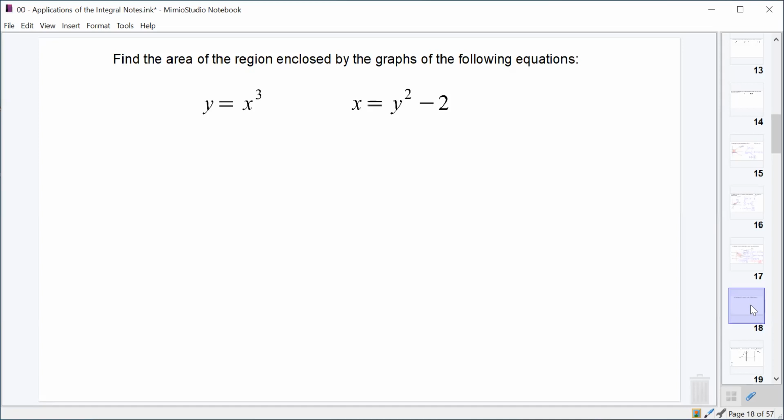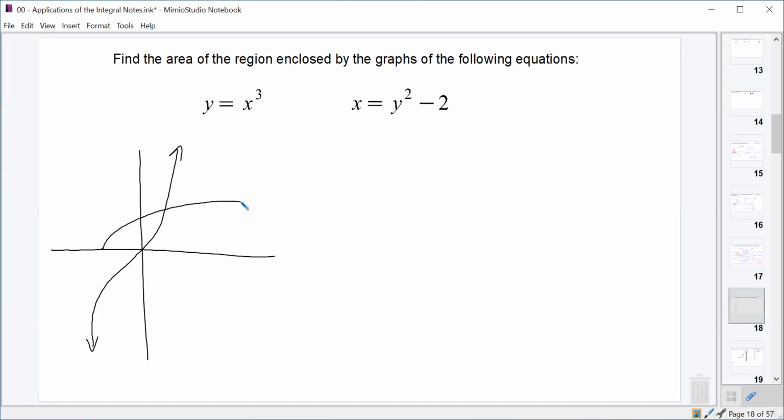So we'll do just one more of these. We're going to look for the area of the region enclosed by the graphs of y equals x cubed and x equals y squared minus 2. Our first step is just going to be to sketch them and see what this region looks like. So there's the basic graph of y equals x cubed, and then x equals y squared minus 2 ought to be a right-facing parabola that's been shifted to the left 2. So the region we're talking about here is this region between the two graphs.